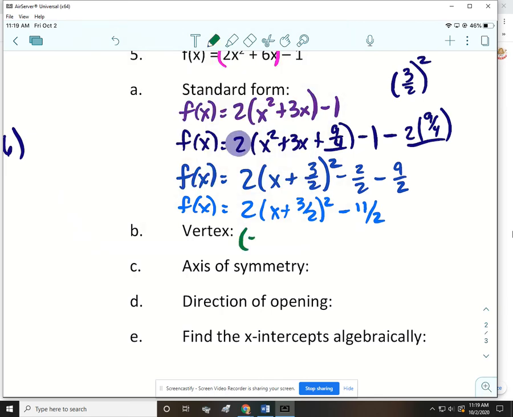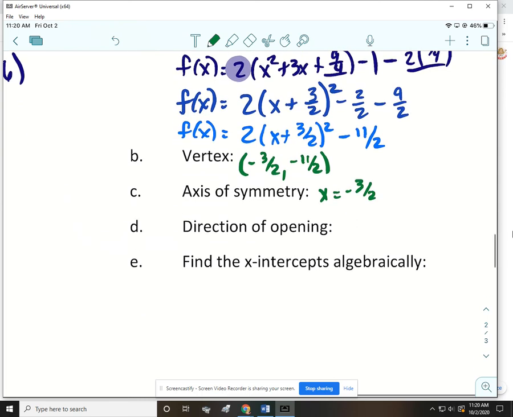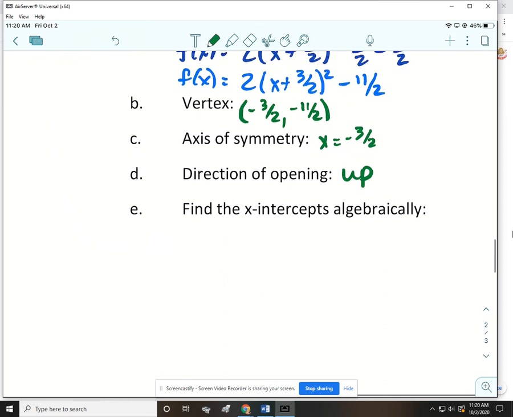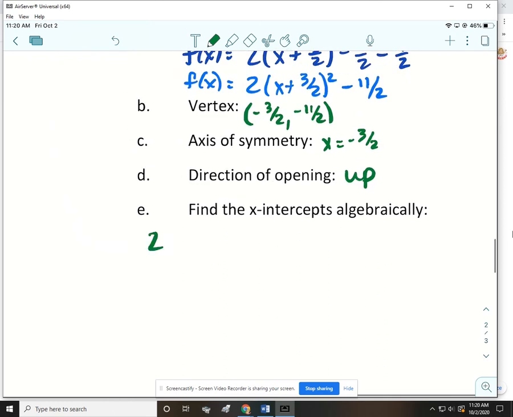All right, so that puts our vertex at (-3/2, -11/2). Axis of symmetry is x equals -3/2. We need the x equals, sorry. Direction of opening is upward. All right, and then we'll do these x-intercepts real quick.